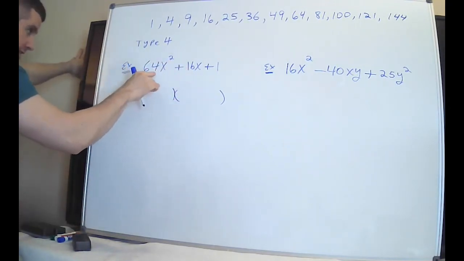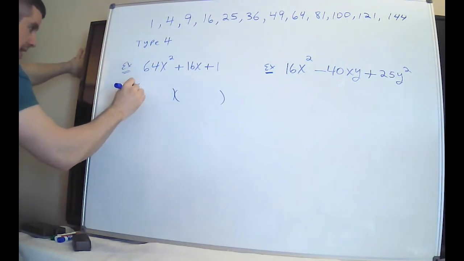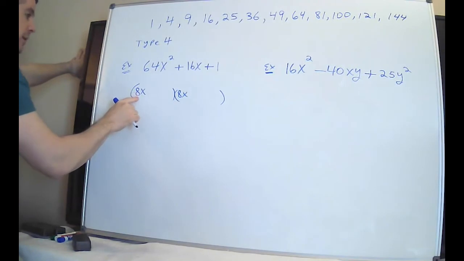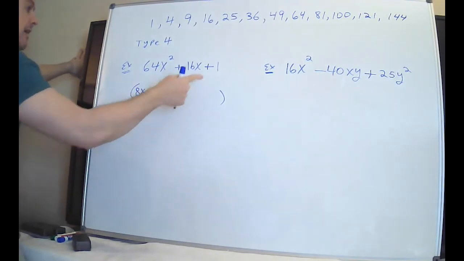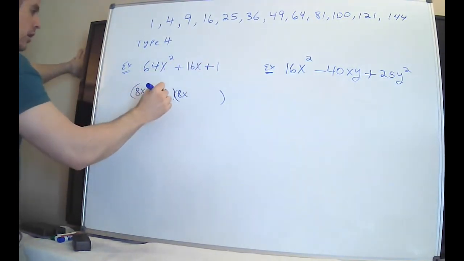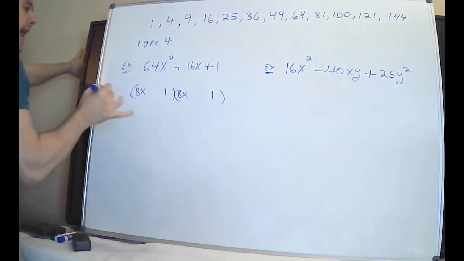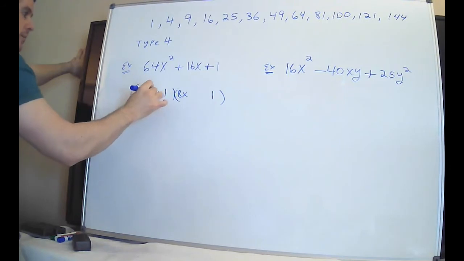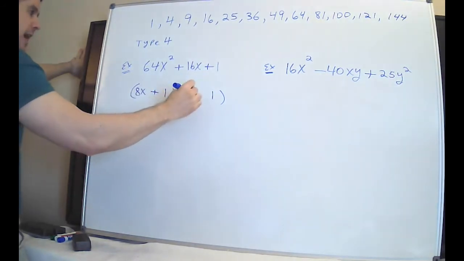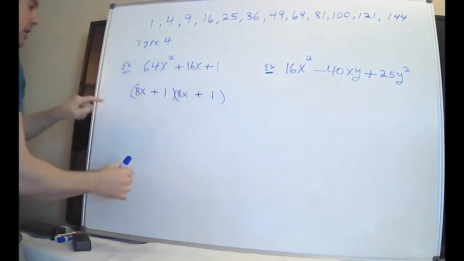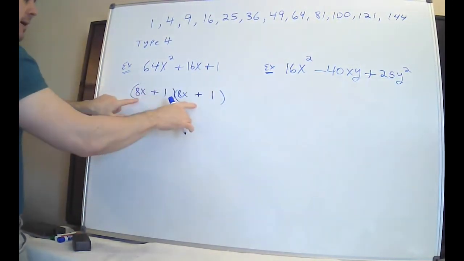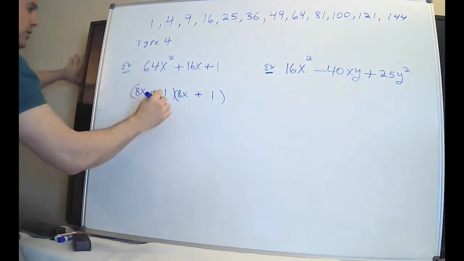Look here, 64. So it's got to be 8x and 8x, because that's the only way you're going to get 64, doing something times itself. And then to make a 1, 1 times 1 is 1. Now I need my signs. Whatever's in the middle, drop that down. It must be the same. Why? Because you have a plus here. A positive times a positive is a positive. Something times itself.